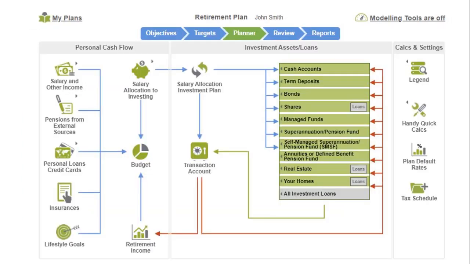Now we are on the planner page. What we need to do here is to add the additional information required for each account. As this is a retirement plan, allocating how you draw down your assets will be an important part of the planning process.